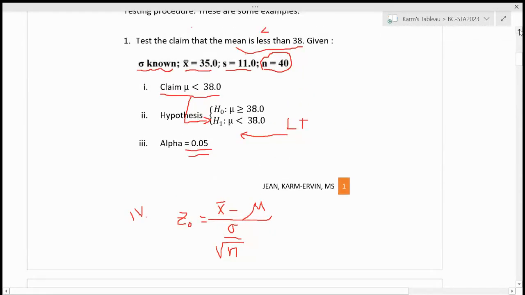And I want to point out something, that I did say sigma is known, but I didn't give you a specific value for sigma. Therefore, because I didn't give a specific value but I say that it is known, you're always going to assume that it is equal to the standard deviation of the sample, if I don't give it to you, which is equal to 11.0.